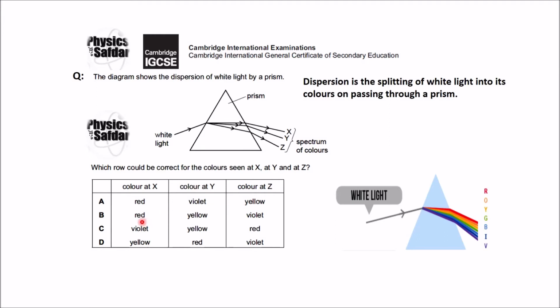Look at B. At X you have red, it's okay at the top. At Y yellow, in between, right. At Z you have violet at the bottom side here. So after looking at these 2 options and the diagram, B is the right answer, but you can check the others as well. At X violet, that is not possible. Look at the diagram. At X yellow in option D, not possible, so we are not going to check the others. So for this question, option B is the right answer.